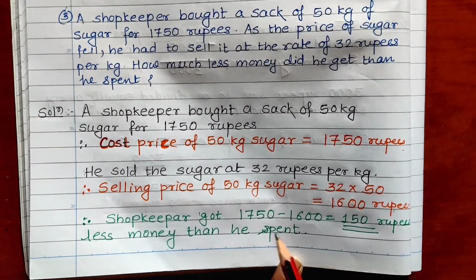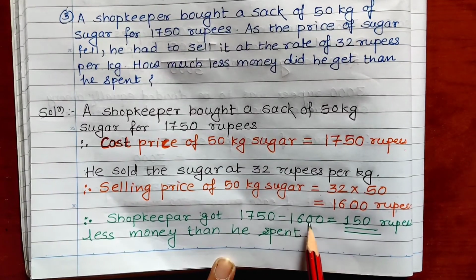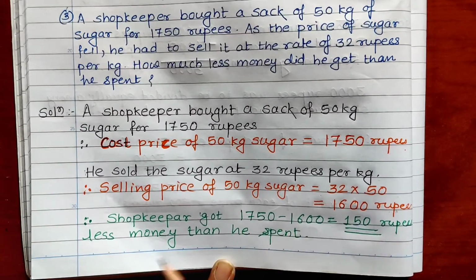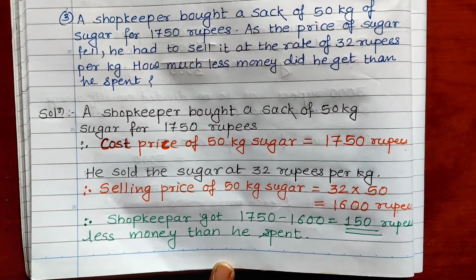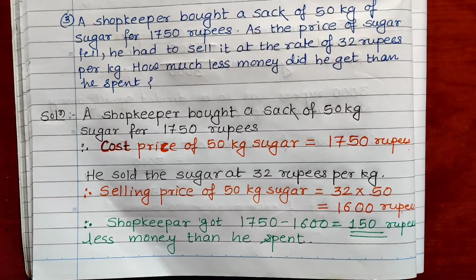So the shopkeeper got how much money? How to find? 1,750 minus 1,600 is equal to 150 rupees less money than he spent. How much less money he received? He received 150 rupees less money than he spent. In this way, this solution also you have to write down. Take the screenshot and afterwards you all can try to solve it by writing the statements like this.